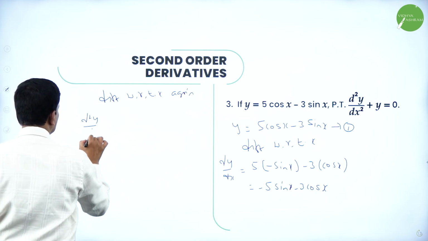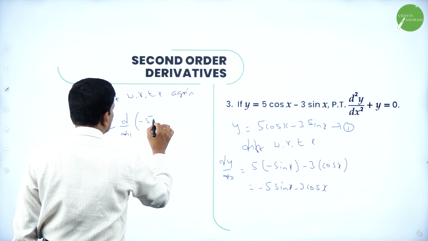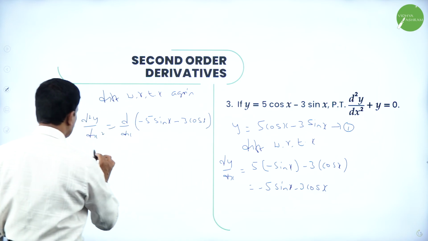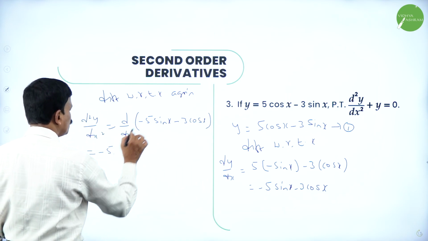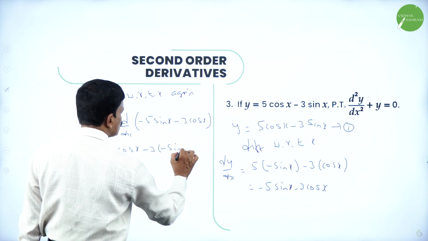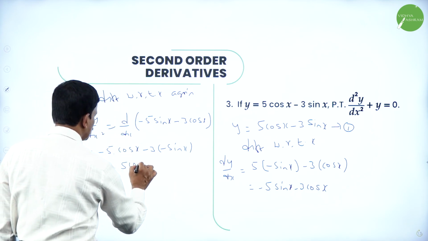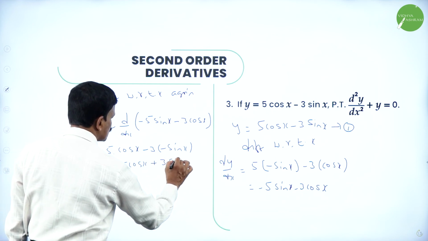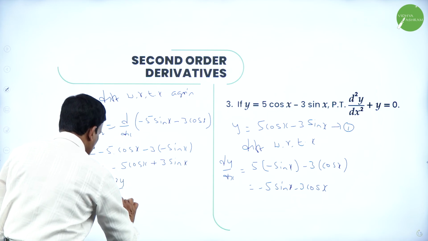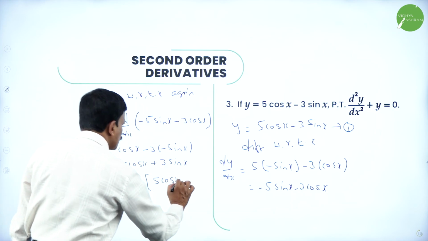On the left hand side, d square y by dx square is equal to d by dx of (minus 5 sin x minus 3 cos x). So this is equal to minus 5 into differentiation of sin x, which is cos x, minus 3 into differentiation of cos x, which is minus sin x. Let me write one more step. So this is equal to minus 5 cos x, minus into minus plus 3 sin x. Now you can take the negative sign out. d square y by dx square is equal to minus (5 cos x, minus into plus it is minus 3 sin x).